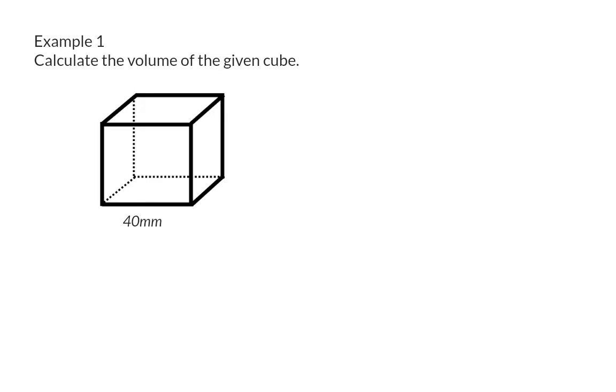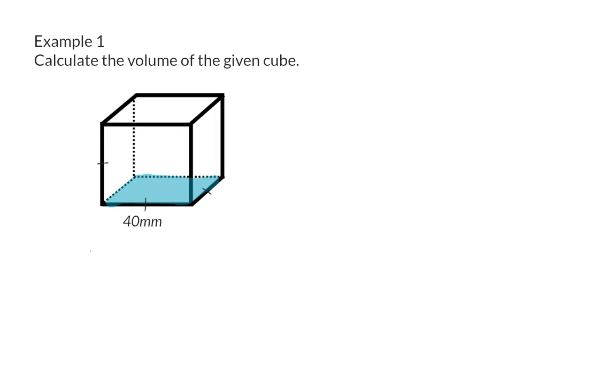Example 1. Calculate the volume of the given cube. Starting off, I'm going to choose my base side, and because we have 6 identical squares, it can be any of them. For a cube, we know that all the sides are the same length, and then in this case, that means they are all 40 millimeters.